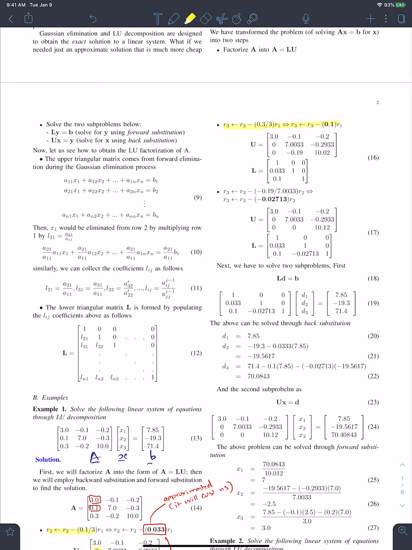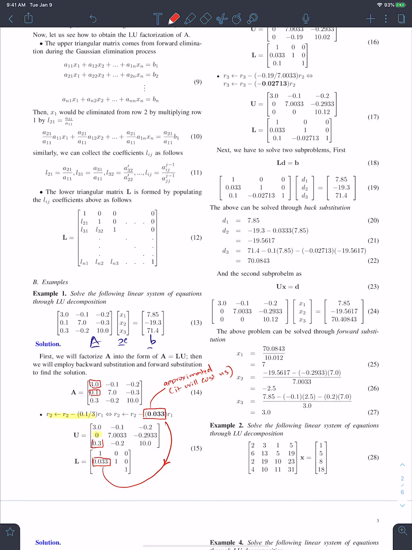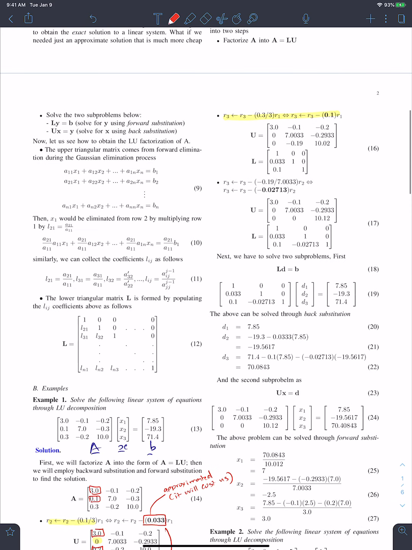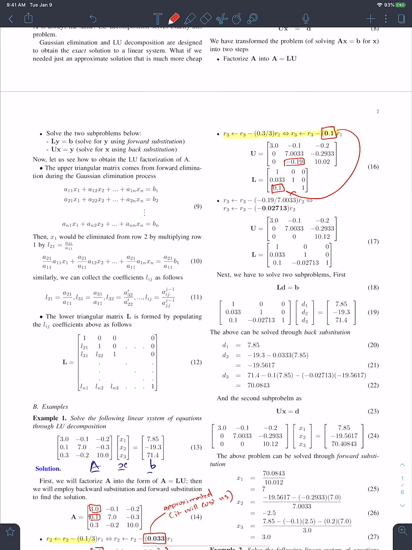So those who are wondering where 0.3 and 3 come from, they come from here. So that is the second row operation. R3 is equal to R3 minus 0.1 R1, since 0.3 over 3 is 0.1. So that 0.1 is used to make the second element there. Third row operation, R3 is equal to R3 minus 0.19 over 7.0033. Those numbers come from here.